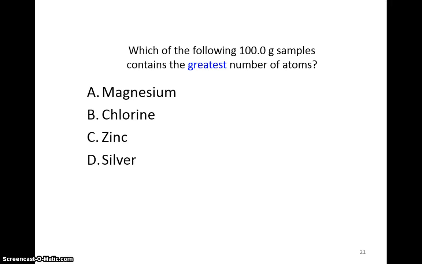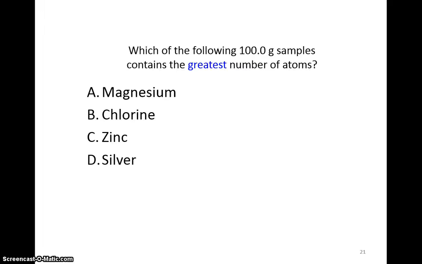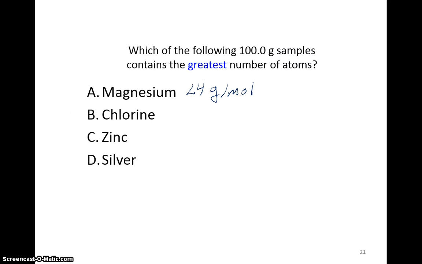Okay, so magnesium has a molar mass of about 24 grams per mole. Chlorine has a molar mass of about 35 grams per mole. Zinc has a molar mass of about 65.39 grams per mole. And silver has a molar mass of about 108 grams per mole.